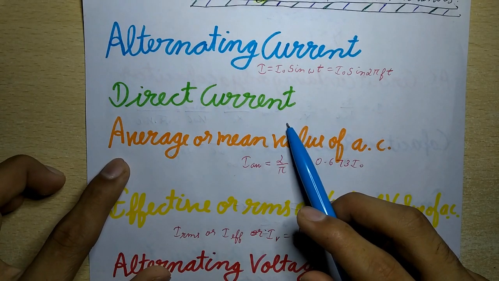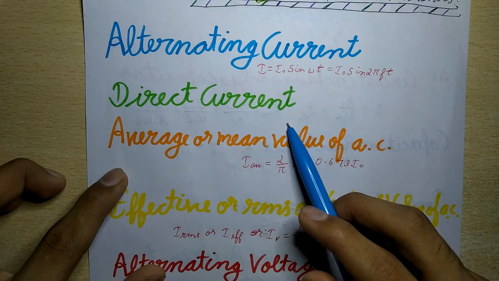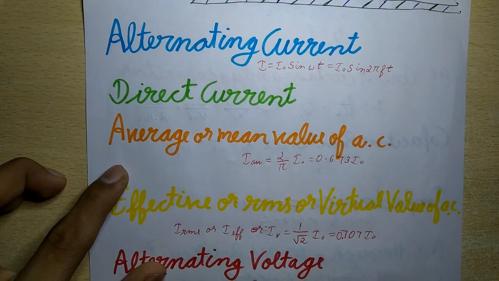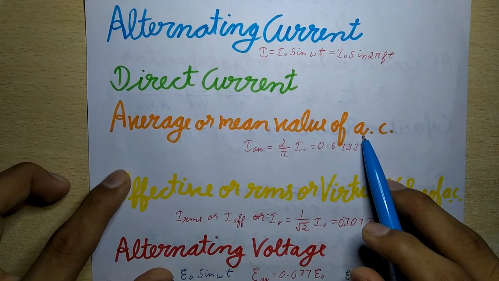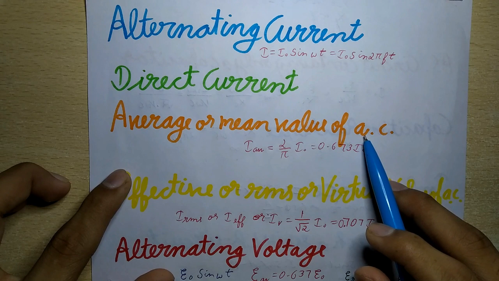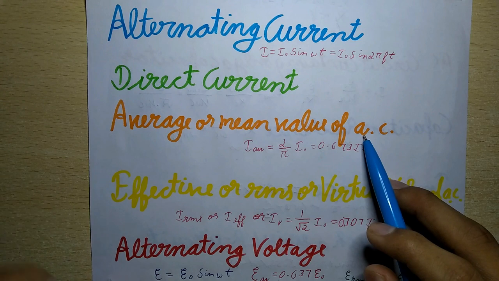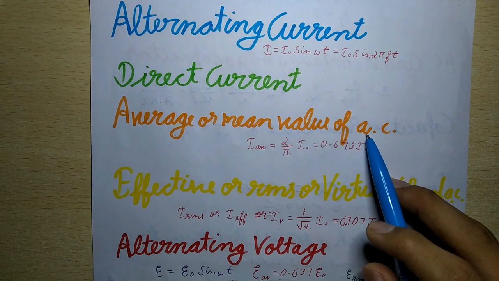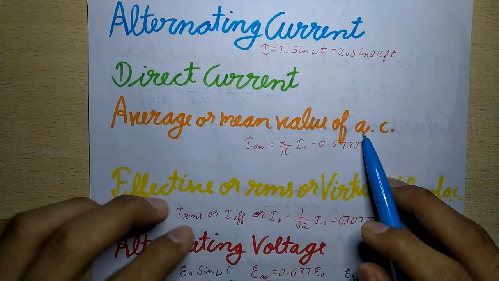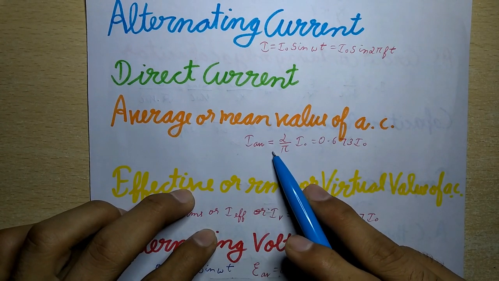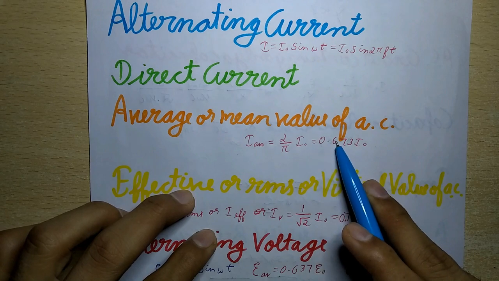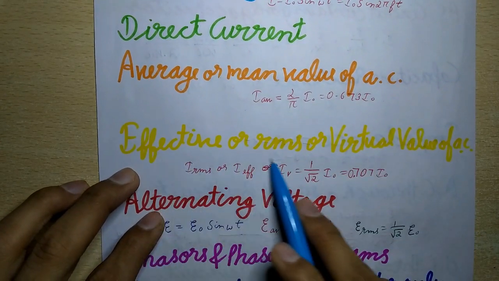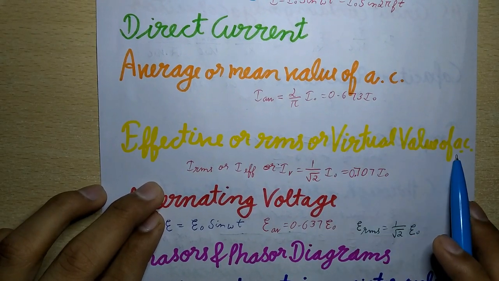Next is direct current. It is that current which flows with a constant magnitude in the same fixed direction. Average or mean value of AC. It is that value of direct current which sends the same charge in a circuit in the same time as is sent by the given alternating current in the same circuit in its half time period. So I average will be equal to 2/π I₀, which is equal to 0.637 I₀.